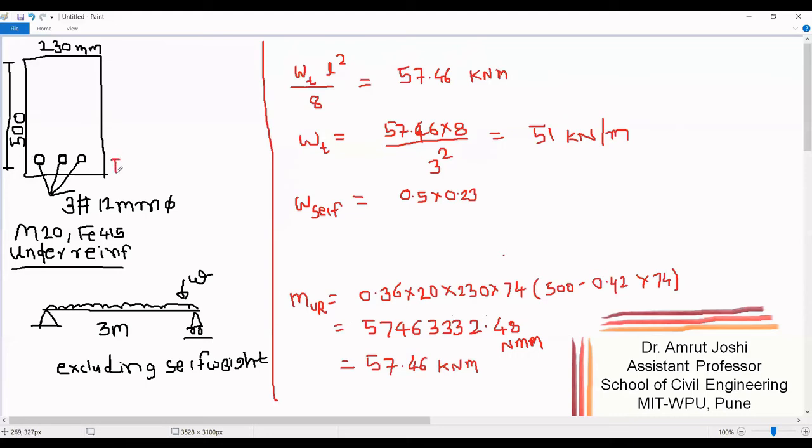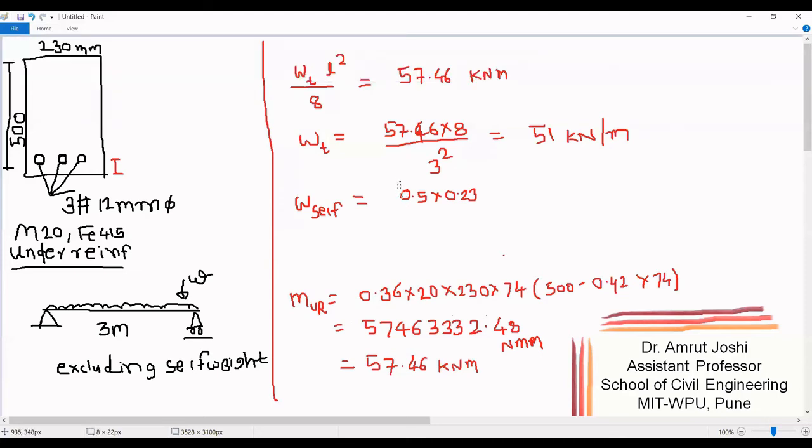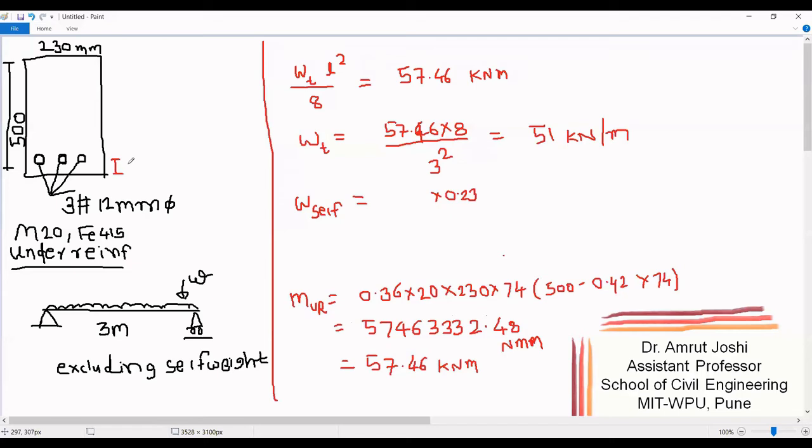We will have to add this effective cover in order to calculate the overall depth of the cross section. For calculation of self weight, we will require to substitute here the overall depth of the cross section and not effective depth. So for time being, let me assume that this effective cover is 60 mm. Just a random value I am assuming, as the data is not given. But in that case, the total depth is going to be 560 mm. Therefore, it is going to be 0.56.